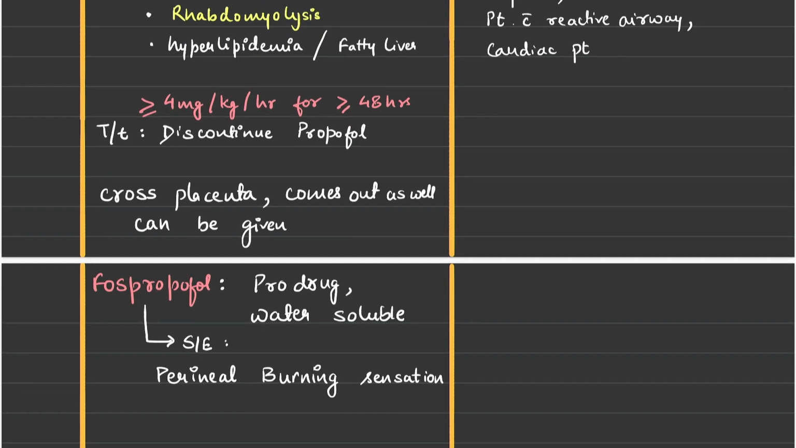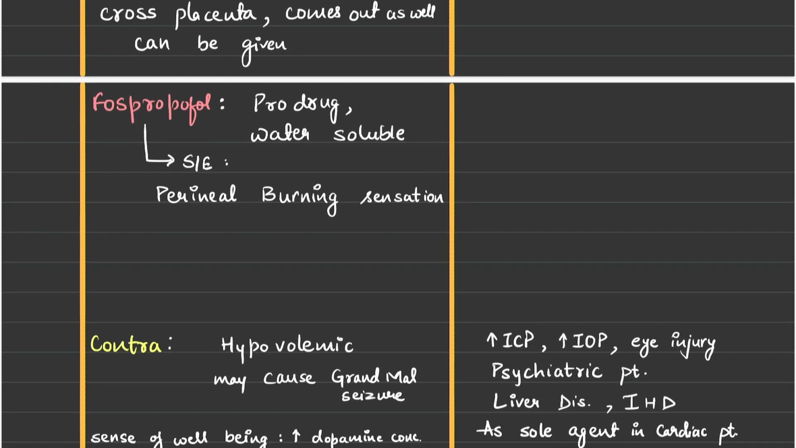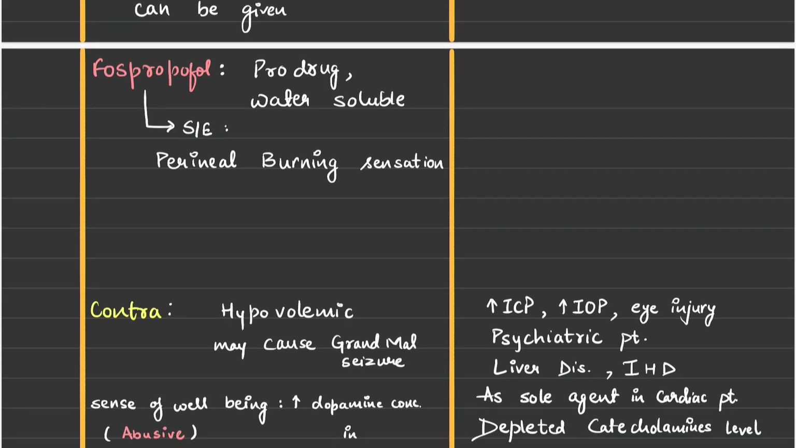Propofol crosses the placenta in a pregnant female, and it comes out as well. So it can be given in pregnant females. Just for completion purposes, fospropofol is a prodrug which gets converted into propofol in the body. It is water soluble. The side effect of fospropofol is a perineal burning sensation, which is due to formation of formaldehyde.